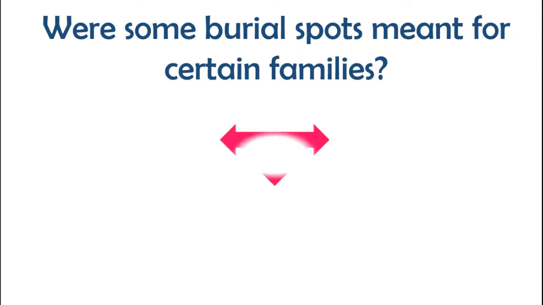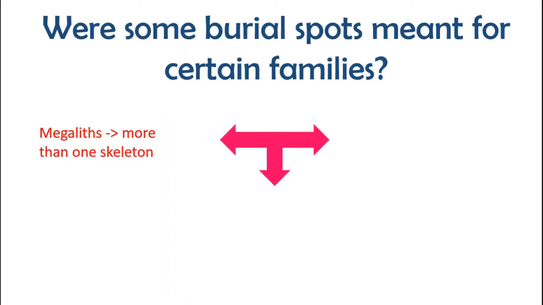Next is, were some burial spots meant for certain families? Like there were some burials meant for a particular family, so that only one family would bury their dead in that kind of burial. So sometimes megaliths contain more than one skeleton. I have shown you in the previous video how, with the help of megaliths, the burials are arranged in a big circular form.